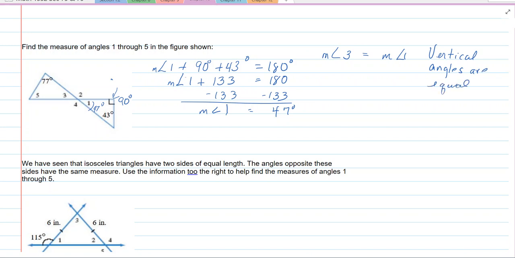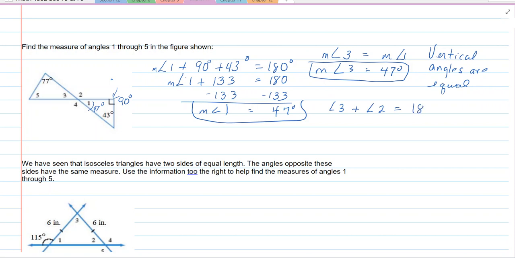Or we could do supplementary, but I think it's easier than that. So we know that angle 1 is 47 degrees, so therefore angle 3 has to be 47 degrees. So we got this one, and we got the 1 and the 3. All right. Well, 3 and 2 is a straight angle. So we can say angle 3 plus angle 2 is a straight angle, so it's equal to 180 degrees. Angle 3 is 47 degrees, and we're wanting the measure of angle 2.